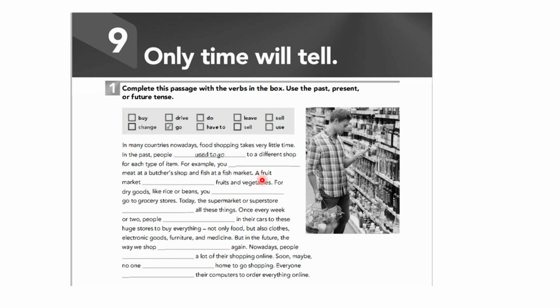Let's continue. A fruit market, blank space, fruits and vegetables. What would be the answer? Tell me, Sandra.